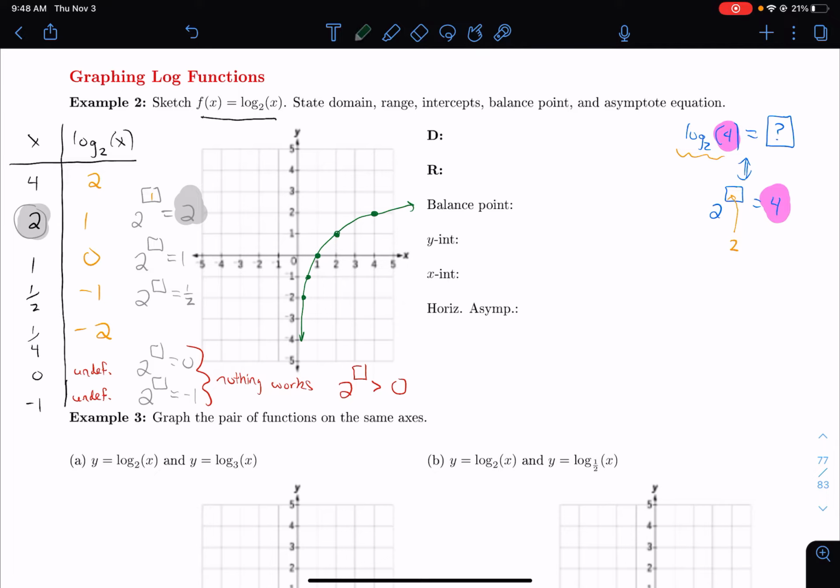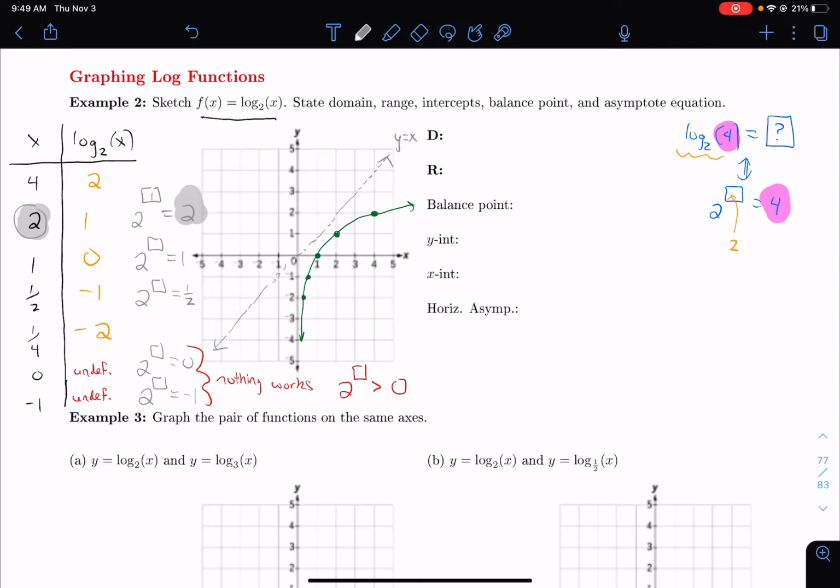So one is, I know that log functions are inverses of exponentials. And I know how the graphs of inverses are related. So if I draw the graph of the diagonal line, y equals x, so this is just y equals x, well, inverses are supposed to be reflections of each other across that line.